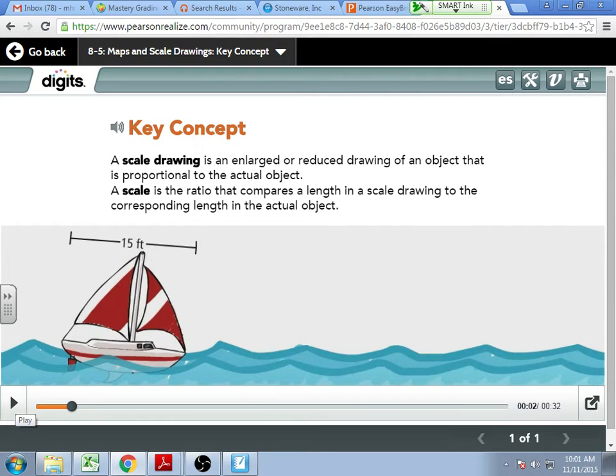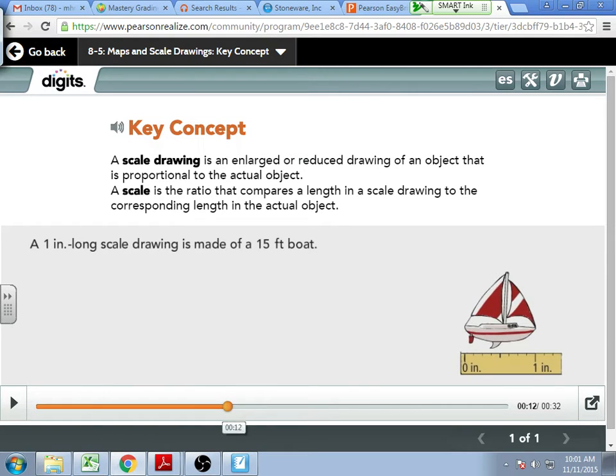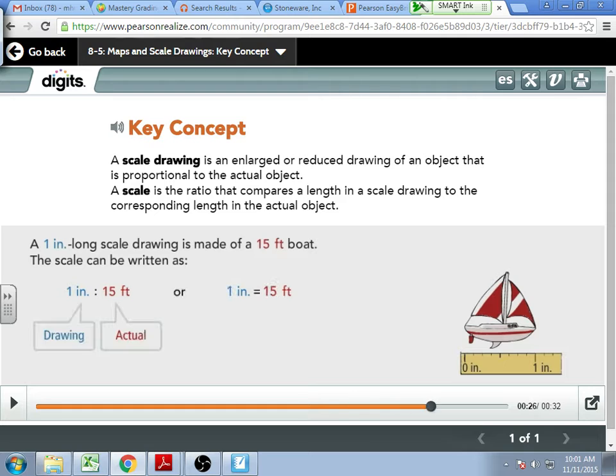So we have a real boat here that's 15 feet long. We want to talk about a scale boat, a 1 inch long scale drawing made of a 15-foot boat. So now the scale drawing is 1 inch. So we can say that my scale is 1 inch to 15 feet, which I could write in 3 different ways. And really how we normally use this is we will take this scale and immediately put it as 1 over 15. So we can set up a proportion.